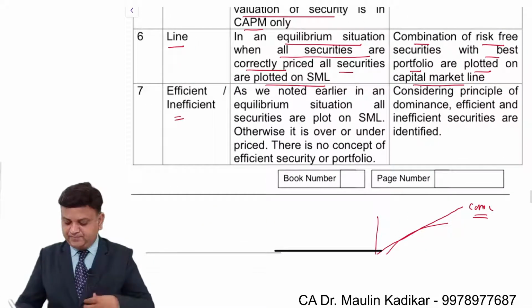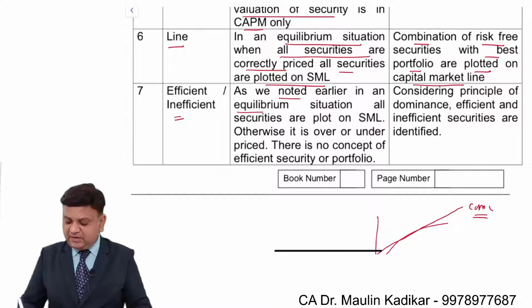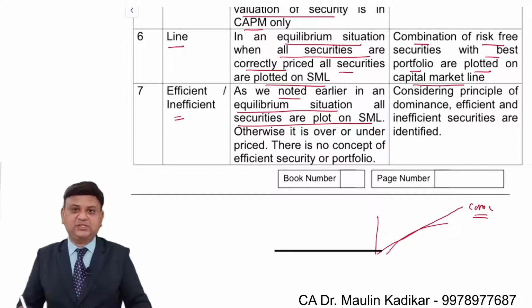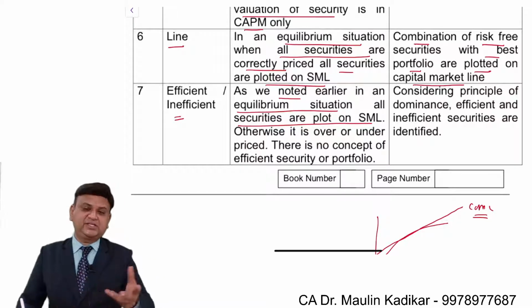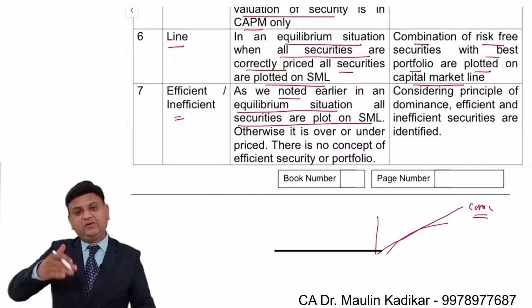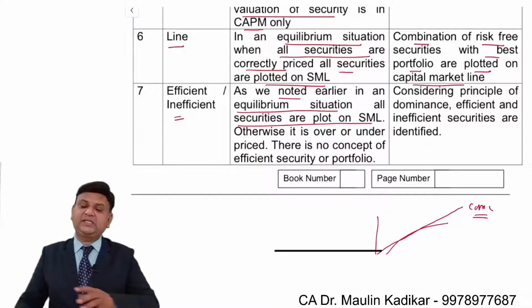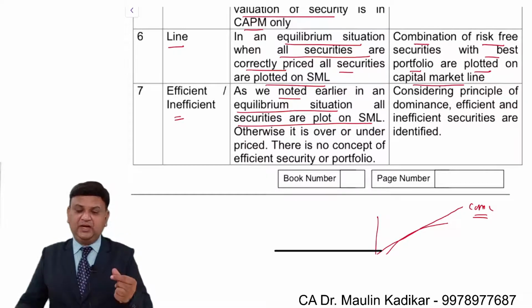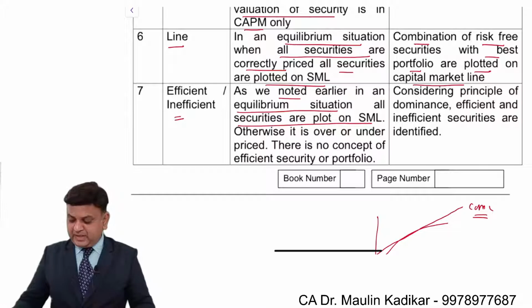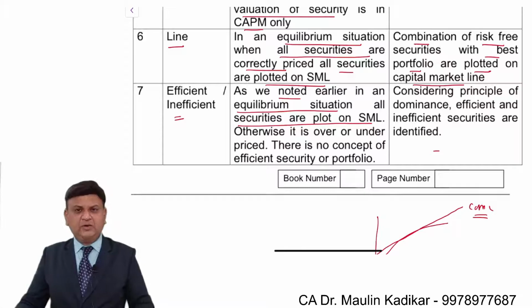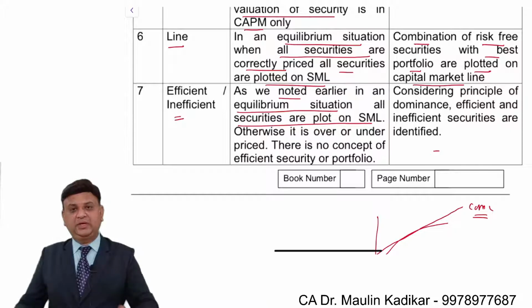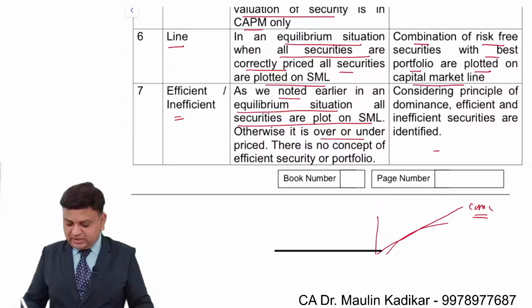Efficient, inefficient. As we noted earlier, in an equilibrium situation, all securities are plotted on the security market line. So if a security is underpriced, then the transactions in the market will take place in such a way that it will become correctly priced. If it is overpriced, again the transactions will take place so that it becomes correctly priced. But in the Markowitz model, we have the concept of efficient and inefficient portfolios. In CAPM, we do not have such a concept. Otherwise, it is over- or underpriced.